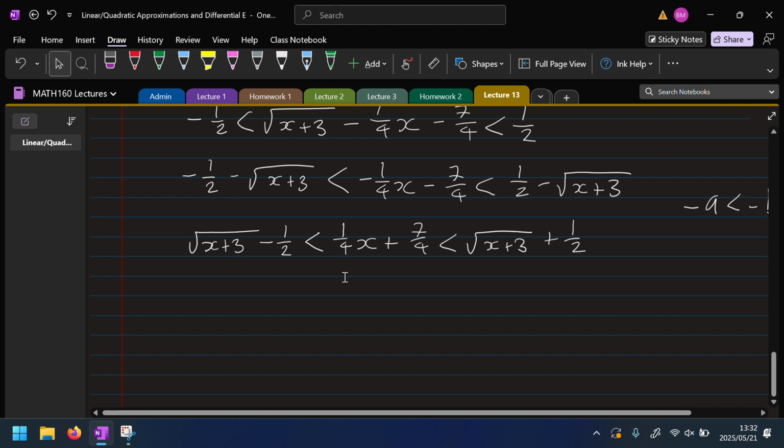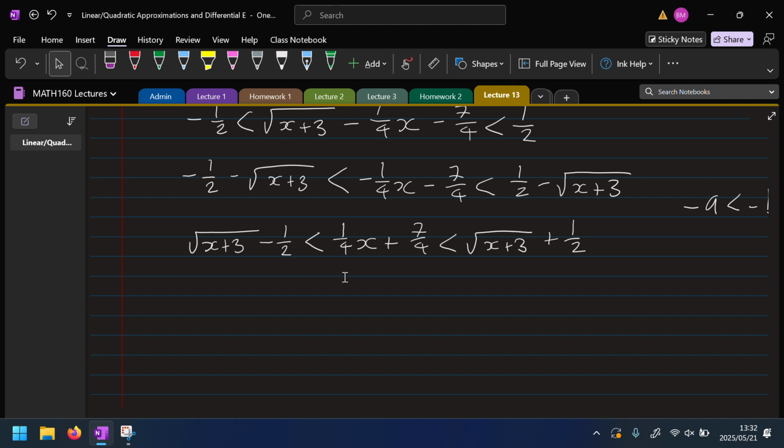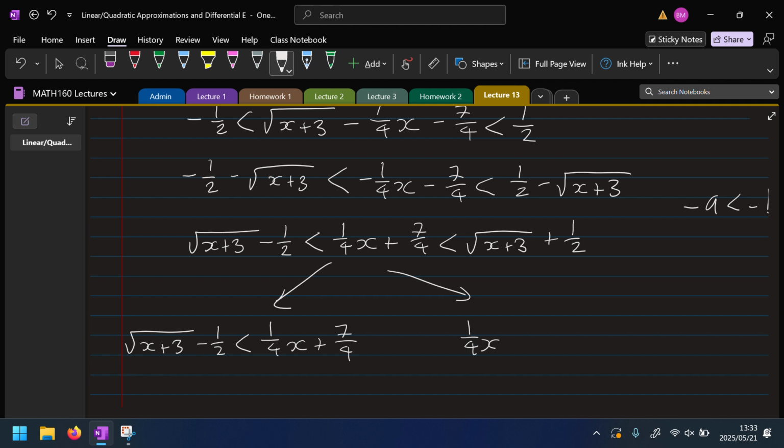Now I'm going to split this into two problems. We're going to do the first inequality on the left, and then the second one on the right. Okay, so we'll split this up into two. So we're going to have root x plus 3 minus a half is less than quarter x plus 7 over 4. So we'll treat that as one inequality. And then the second one we'll do on the other side. So we're going to have 1 quarter x plus 7 over 4 less than root x plus 3 plus a half. Okay, so one big problem, I now made two smaller ones.